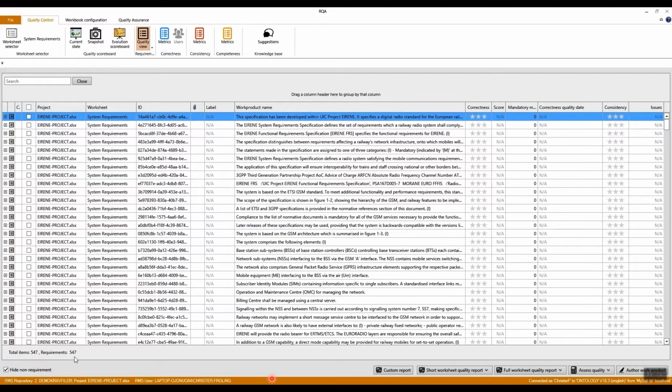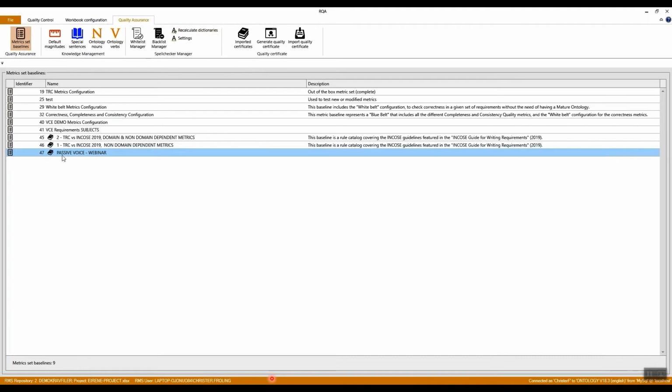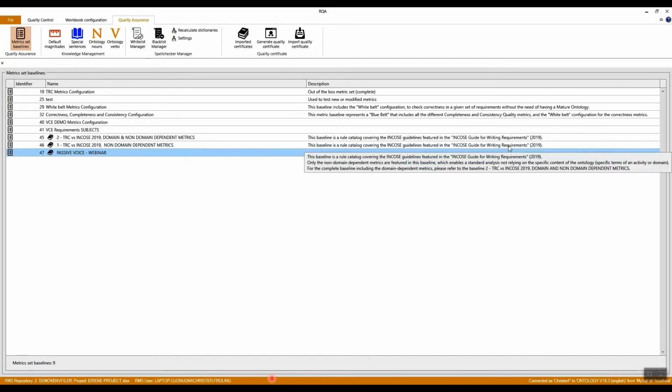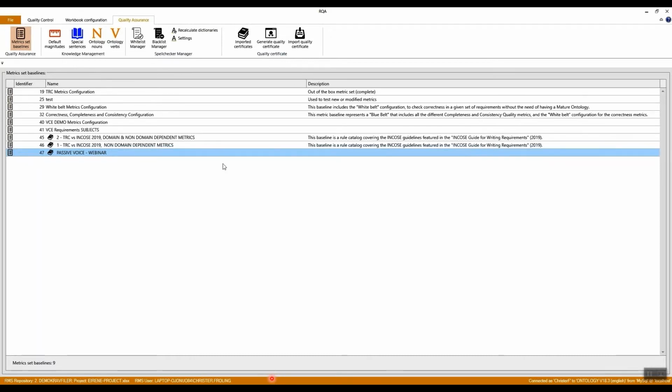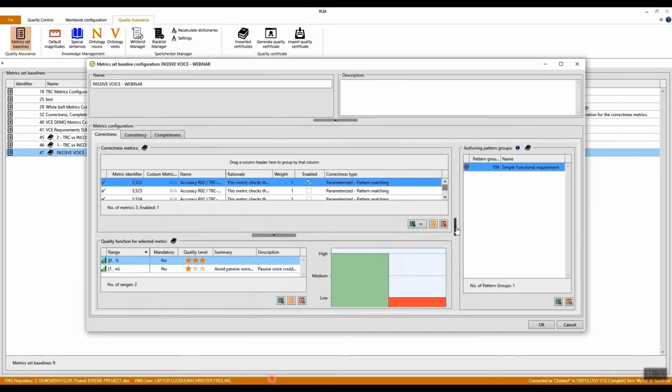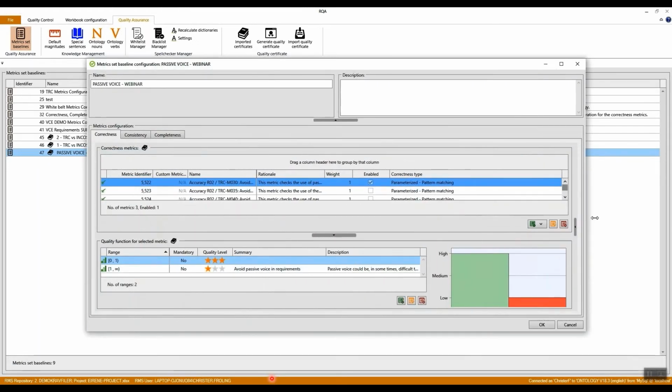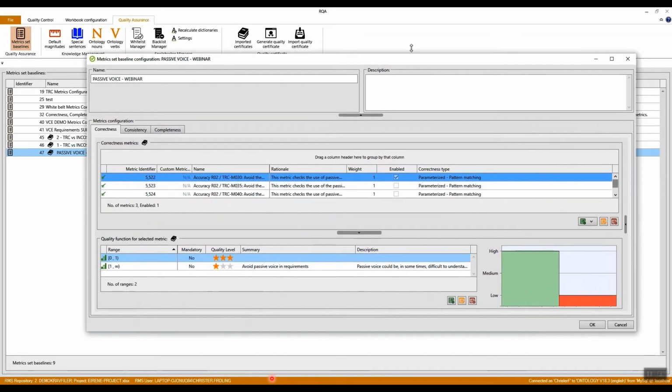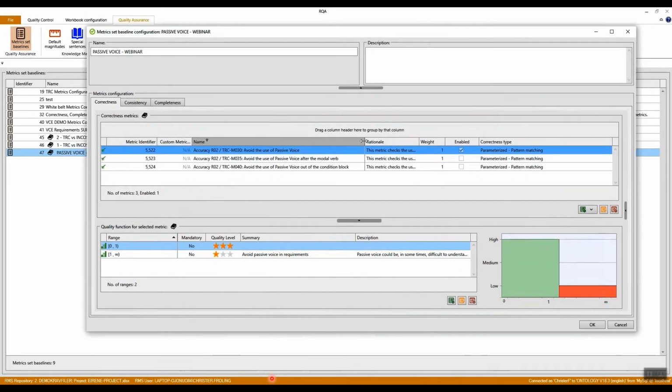In this instance, I've connected to a specification that includes 547 requirements. I've created a baseline, meaning that I've described what kind of things we are looking for. And in this instance, we are looking for only passive voice. So we have 3 metrics defined. Just one is enabled, and that's to look for passive voice.